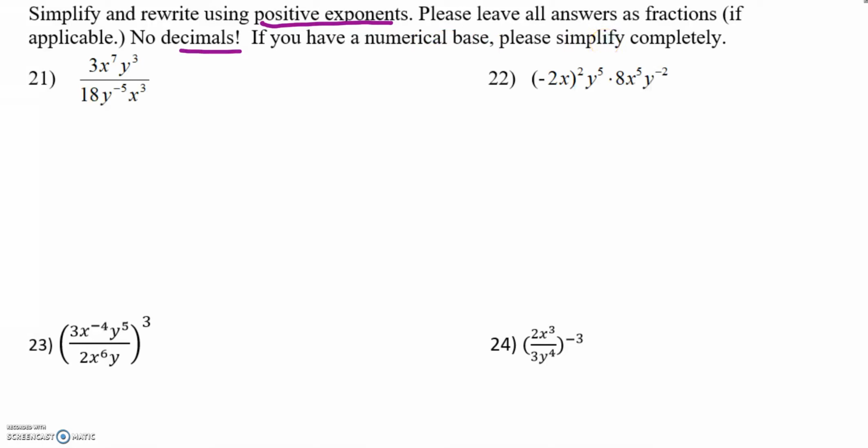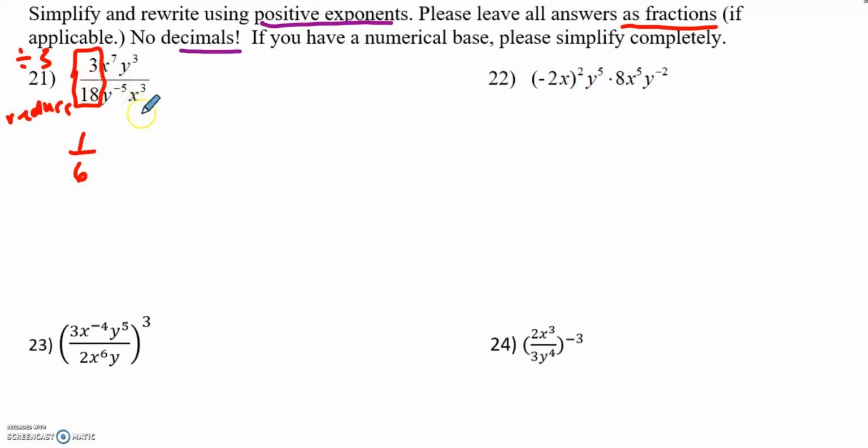So if I look at 21, I notice that I have like bases, and when I have like bases that are being divided, I really subtract the exponents. However, the 3 and the 18 are not like bases, and so I want to leave all my answers as fractions if possible. And so what I want to do with the 3 and 18 is divide, or in a better case, I want to reduce. 3/18, if I divide both by 3, is really 1/6.